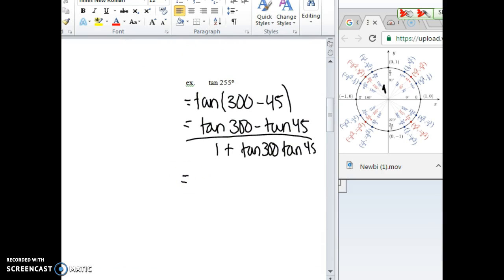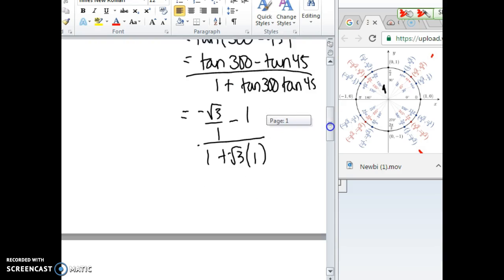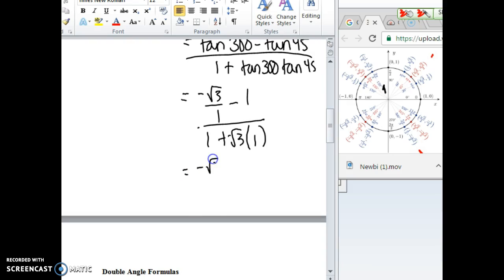So the tangent is, remember, sine over cosine in the unit circle. Denominators cancel out. So 300 is here. So sine is negative root 3 over 1. And the tangent of 45 would be 1. So minus 1. I don't even need that 1 anymore. Over 1 plus root 3 times 1. Negative root 3 times 1. So when I simplify this, I'm going to get negative root 3 minus 1 over 1 minus root 3.